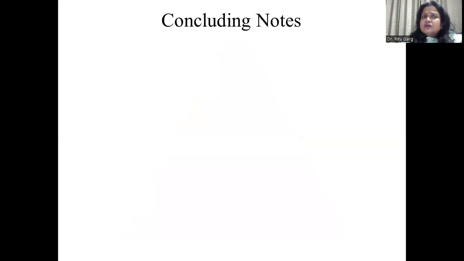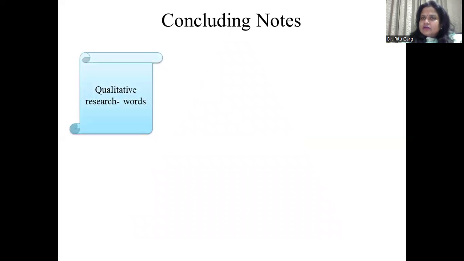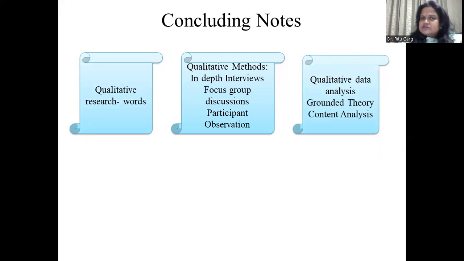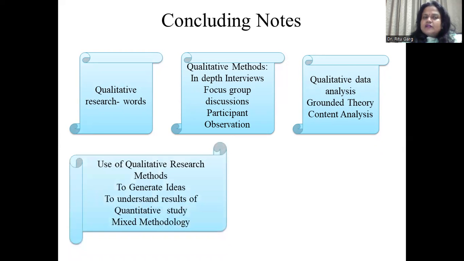Now, what are the concluding notes of today's session? Number one, qualitative research methods deal with words. Number two, the qualitative methods we use can be in-depth interviews, focus group discussions, participant observations, depending upon the topic to be researched. The data can be analyzed by grounded theory or content analysis. And what are the uses of the qualitative research method? They can be used to generate ideas. They can be used to understand the results of a quantitative study, and they can be used as a mixed methodology.